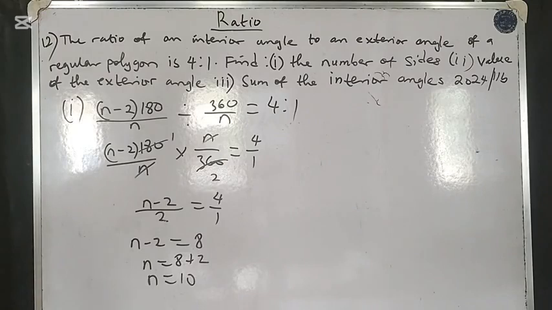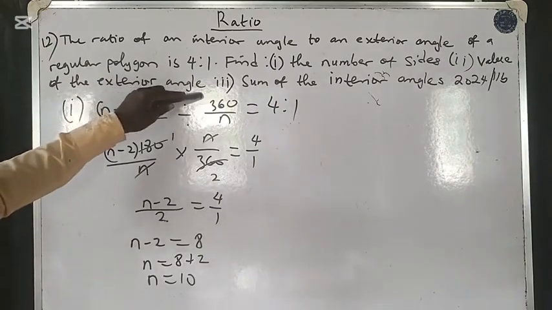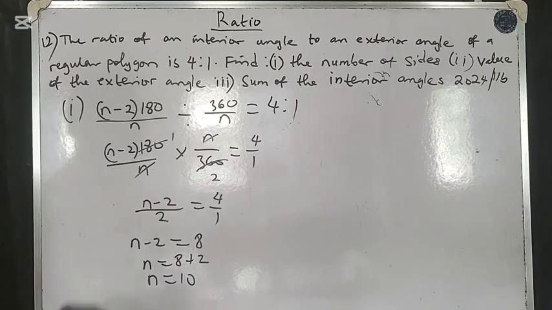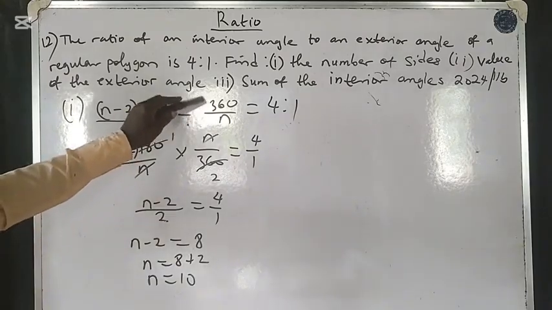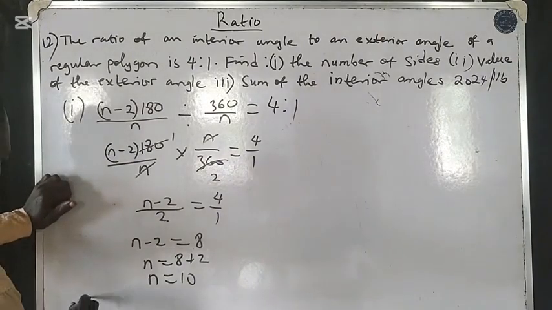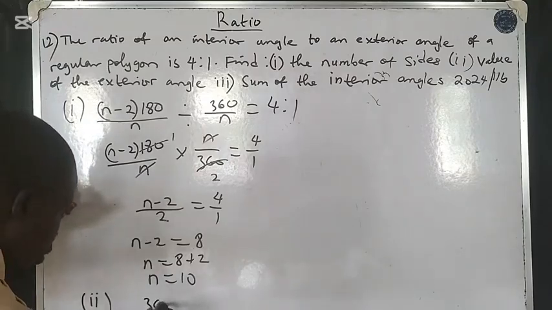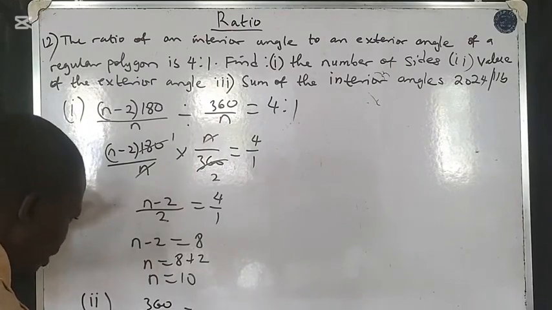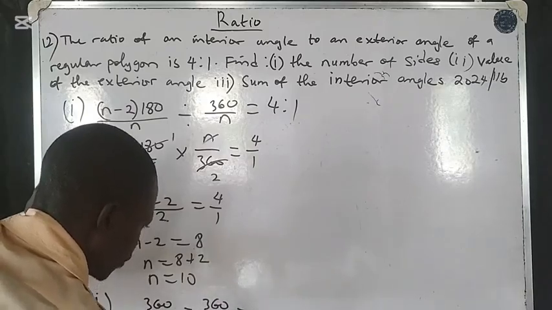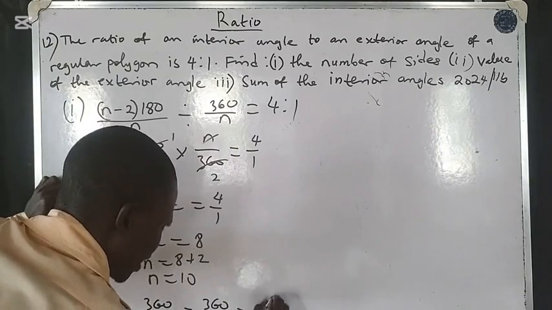Question 2. Find the value of the exterior angle. It didn't say sum of the exterior angles. They say find the value of the exterior angle. Only one angle. And the formula for one angle is 360 over n for the exterior angle. So we write number 2. Formula for exterior angle is 360 over n, and our n is already 10. So we write 360 over 10. So the value of the exterior angle is 36 degrees.